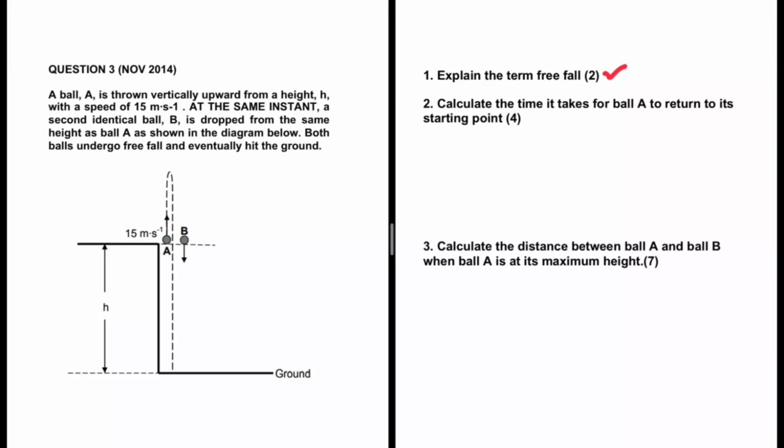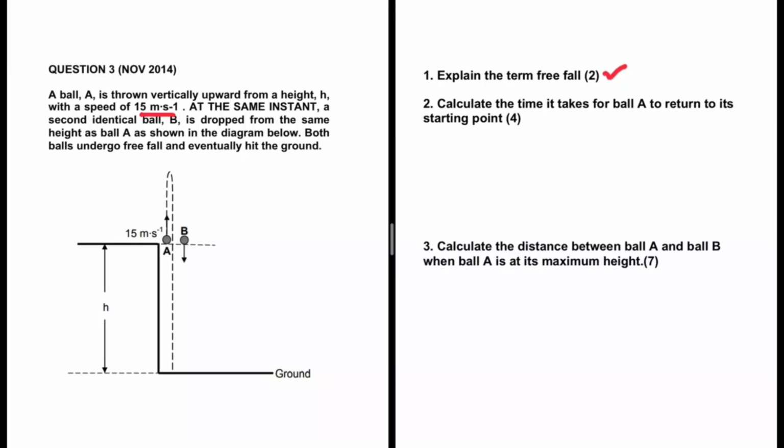The second question, calculate the time it takes for ball A to return to its starting point. Let's take a look and see what is happening. So we have a ball A that is thrown vertically upward at a height h with a speed of 15 meters per second. At the same instant, a second identical ball B is dropped from the same height as ball A, as shown in the diagram below. Both balls undergo free fall and eventually hit the ground.